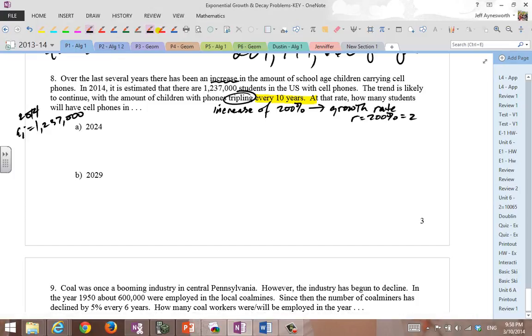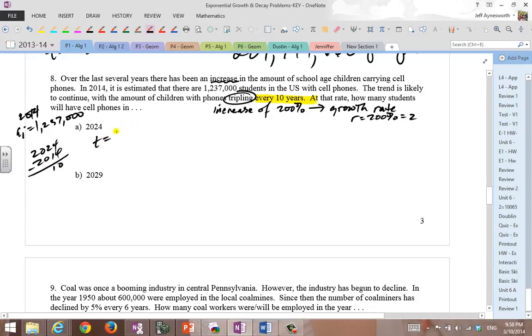Now let's highlight this, every 10 years, that's important. So what's happening here after 10 years? Well, we're in 2014, so 2024 minus 2014, that's 10 years. So in this case, T is 10 divided by 10, which is 1 time period. So it triples every 10 years. After 10 years, there's only 1 time period. So here we go. The amount in the future is 1,237,000 times 1 plus R, which in this case is 2, to the first power. It triples every 10 years.